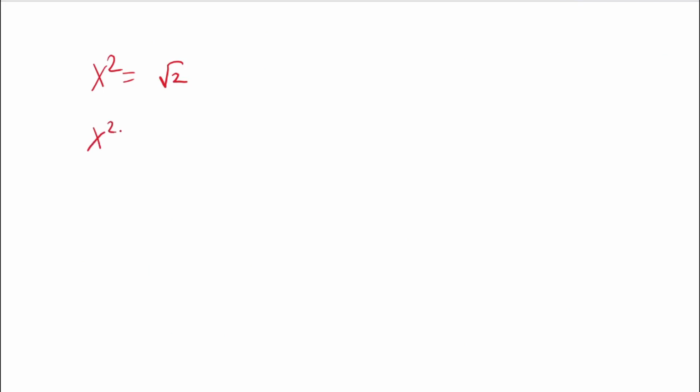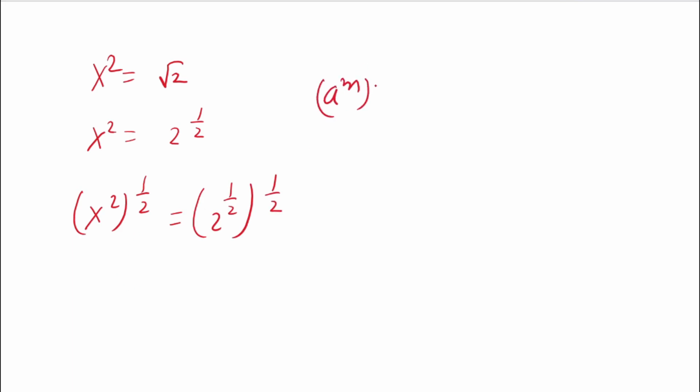Then x square is equal to square root of 2, which is the same as 2 to the power 1 over 2. Now if we take the power 1 over 2 on both sides, then (x to the power 2) to the power 1 over 2 equals (2 to the power 1 over 2) to the power 1 over 2. If we apply the rule (a to the power m) to the power n equals a to the power m times n, then x is equal to 1 by 2 multiplied by 1 by 2, so we get 2 to the power 1 by 4. This is our final answer.